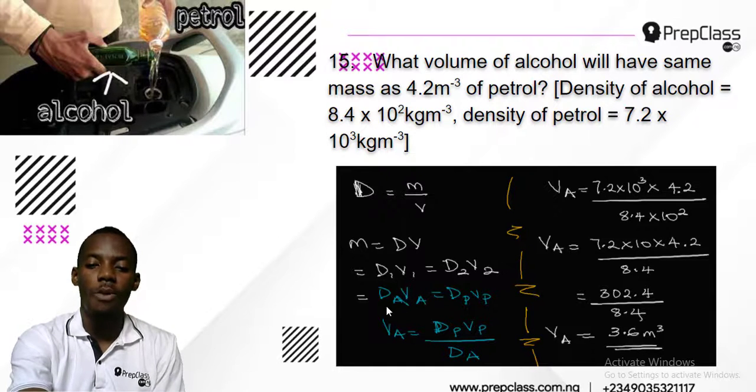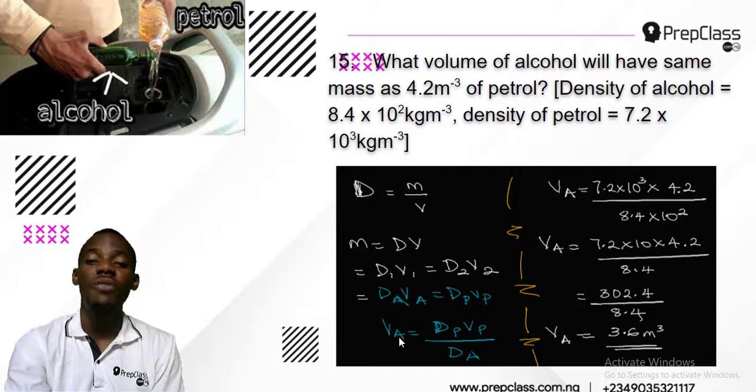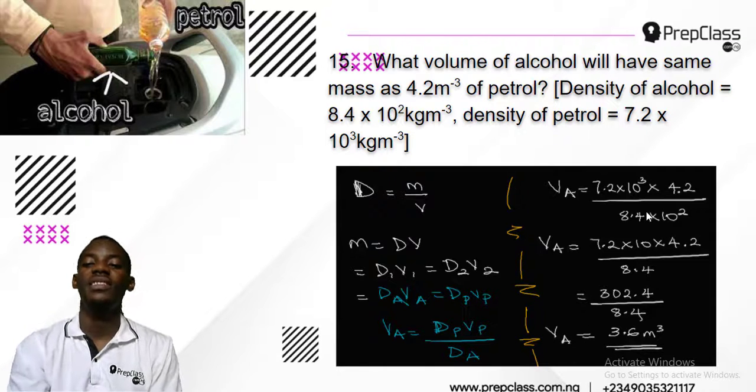To find this VA, I'll bring this DA under. So it will become VA, the volume of alcohol, equals density of petrol times volume of petrol over density of alcohol. Now plug in the parameters. What is the density of petrol in the question? The density of petrol is 7.2 times 10 to the power 3, and that's it here. What is the volume of petrol? I was given there 4.2. Divided by what? The density of alcohol, which is 8.4 times 10 to the power 2.